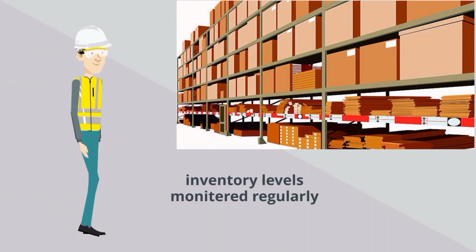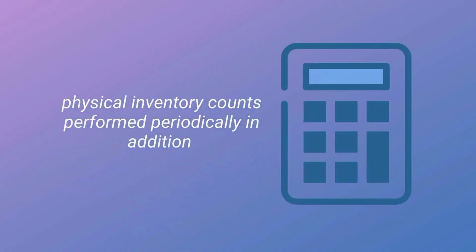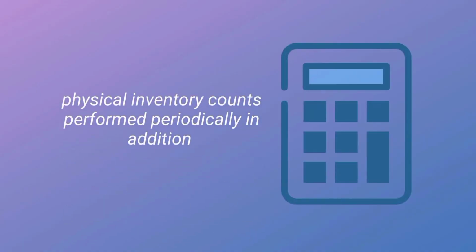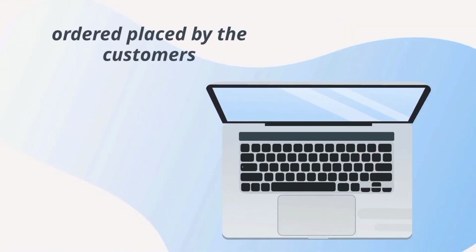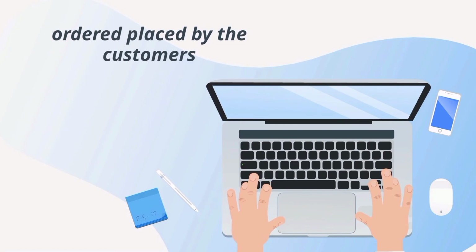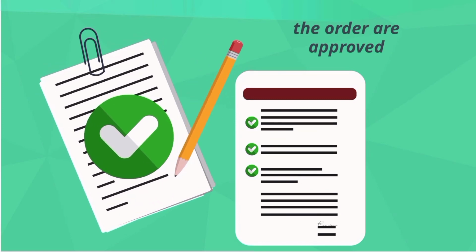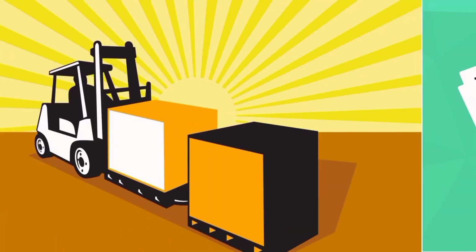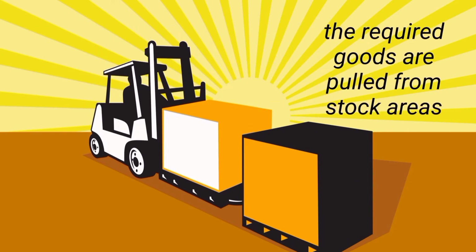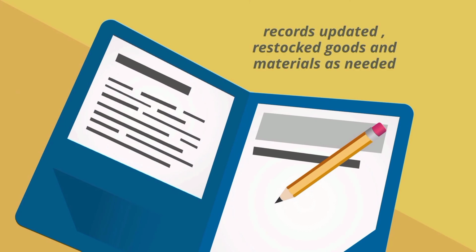Inventory levels are monitored regularly, with physical inventory counts performed periodically in addition to whatever automated inventory management measures are in place. Next, orders are placed by customers, either internal or external. The order approval is verified against original purchase order, sales slip, or internal purchase. The required goods are pulled from stock areas and sent either to production, directly to the customer, or routed to the appropriate business. Records are updated and shared with all relevant stakeholders. Inventory levels are used to restock goods and material as needed.